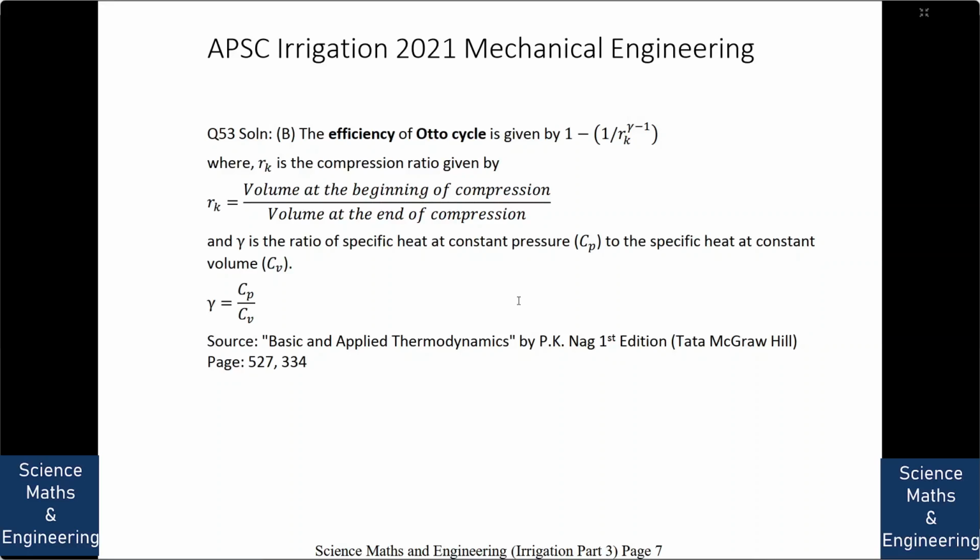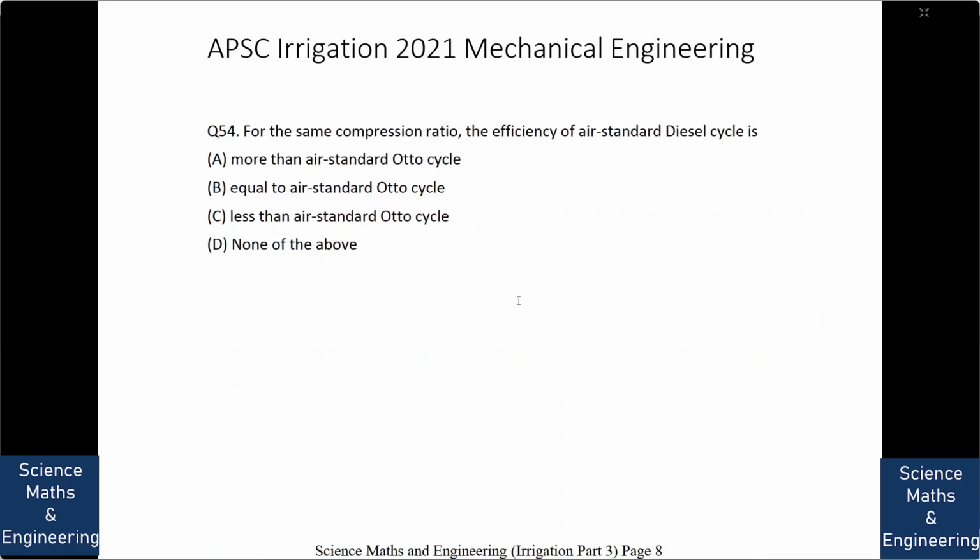Now here Rk is the compression ratio, and it is given by volume at the beginning of compression divided by volume at the end of compression, and gamma is the ratio of specific heat at constant pressure to the specific heat at constant volume, that is Cp by Cv. Now for air, gamma is equal to 1.4. If you have any more doubt, you can follow the source. We'll go to the next question.